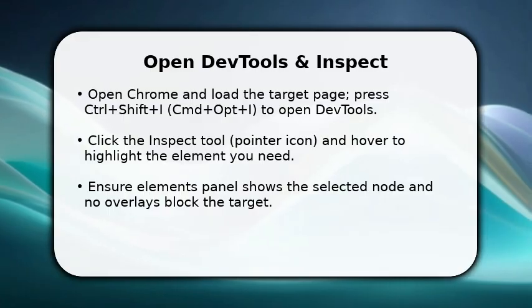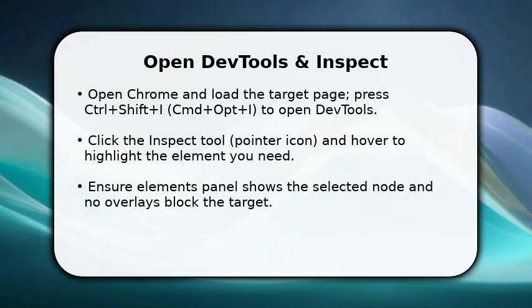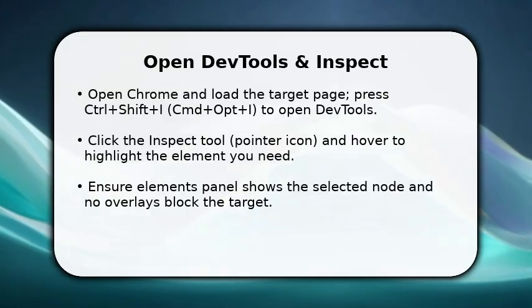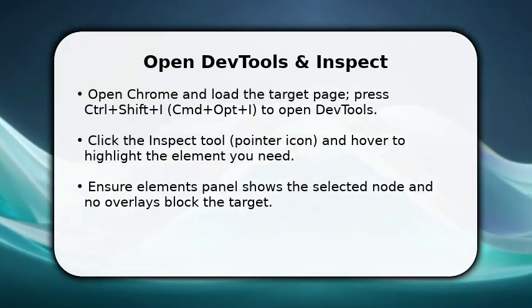Make sure no extensions or overlays hide the element, otherwise the inspector may pick the wrong node. With the node highlighted, you're ready for the next steps to obtain a reliable selector.